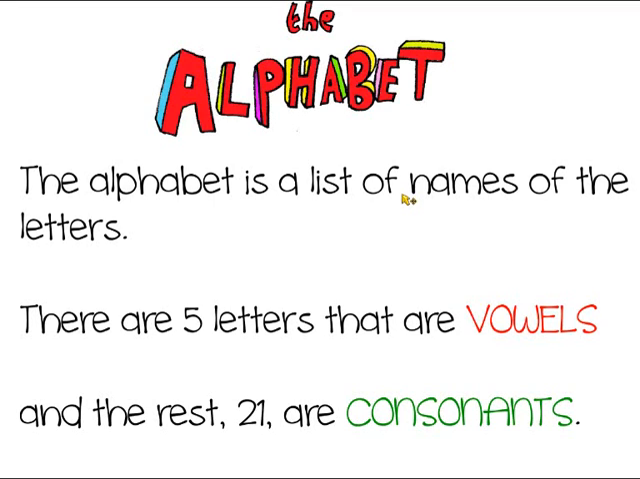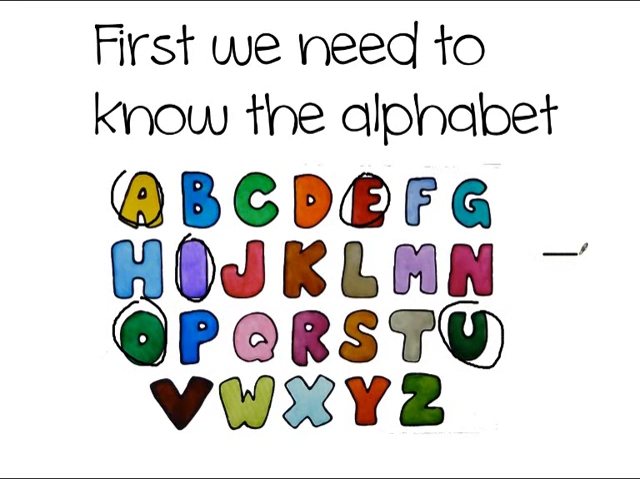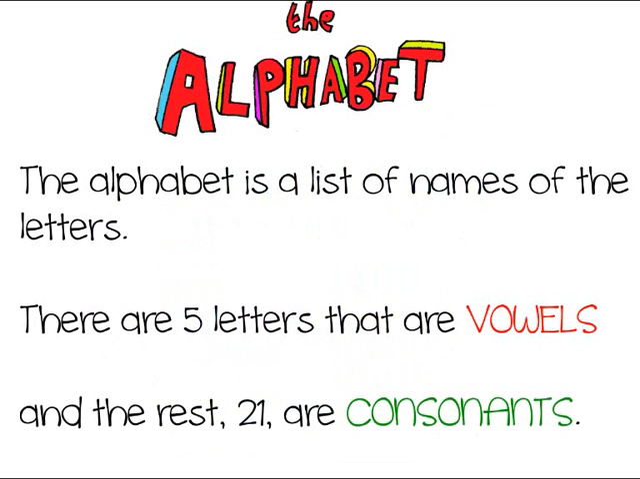Remember? There are 5 letters that are called vowels. Vowels. Let's see. The A, the E, the I, the O, the U. 1, 2, 3, 4, 5. 5 vowels. Yes, excellent.